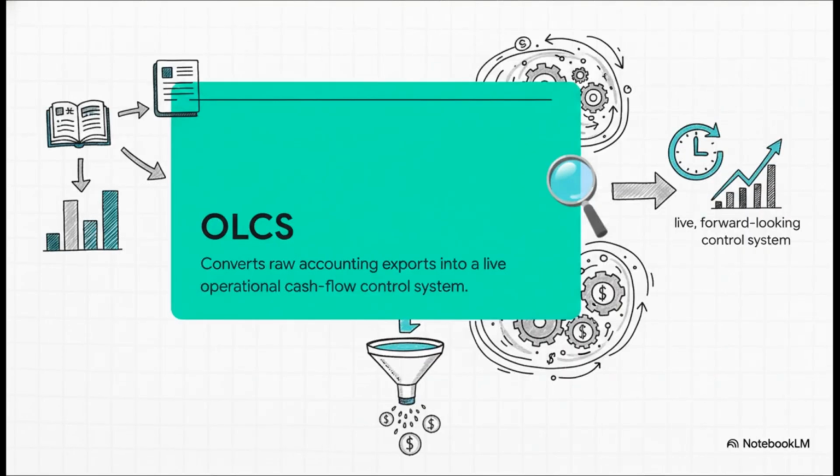And that's exactly where this system, the Operational Liquidity Control System, we'll just call it the OLCS, comes into play. It's designed to be that windshield. It takes all that historical data and transforms it into a live, forward-looking control tool. So how on earth does it do that?